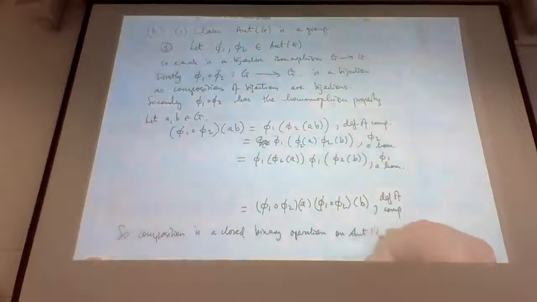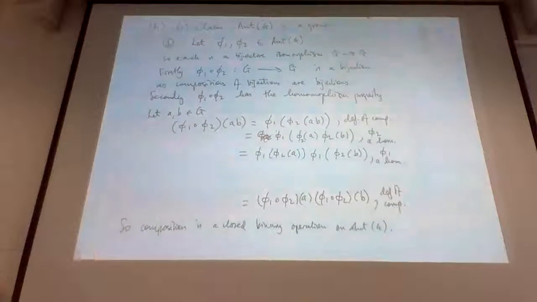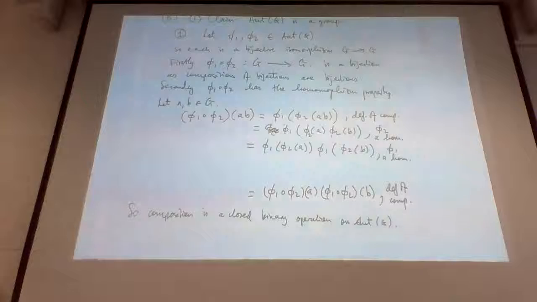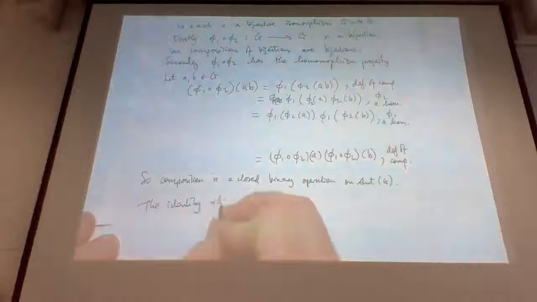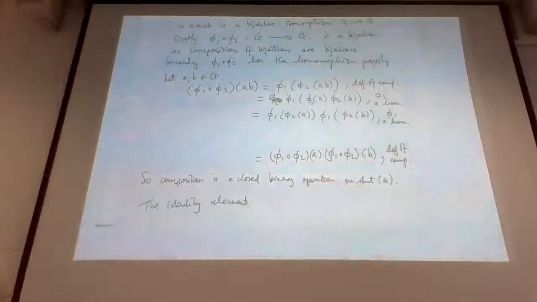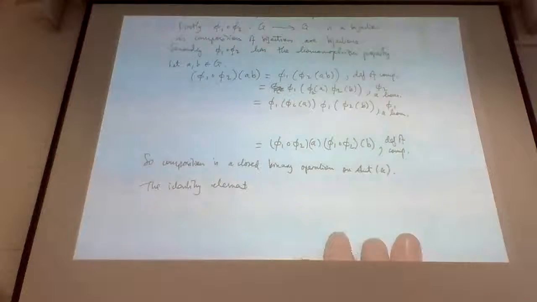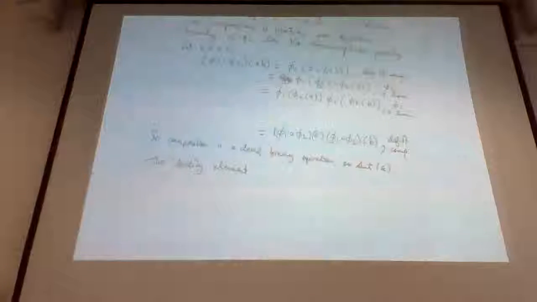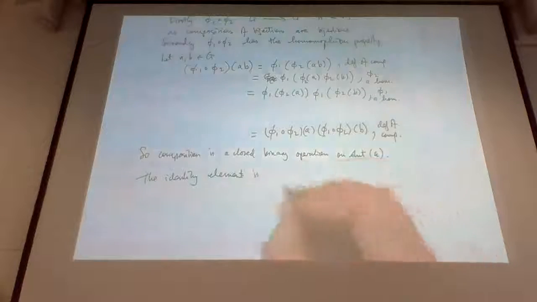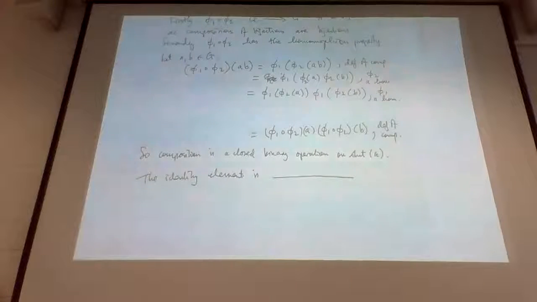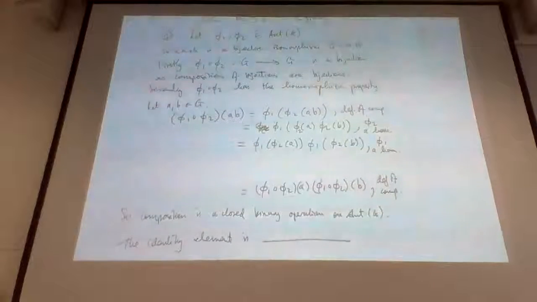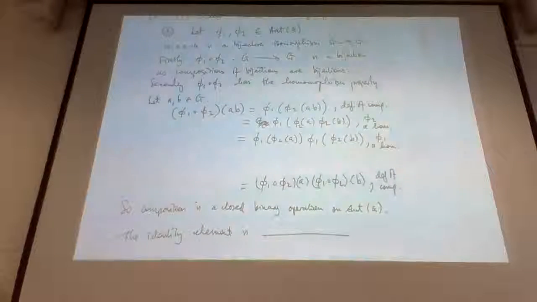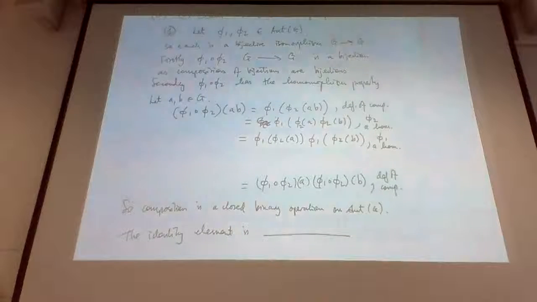On Aut G, the automorphisms of G. So it's closure, so there should be an identity element. Maybe I'm going to speed up a little bit, or not provide so much detail. I think here we'll just say what it is. The identity element is the identity element of the group.